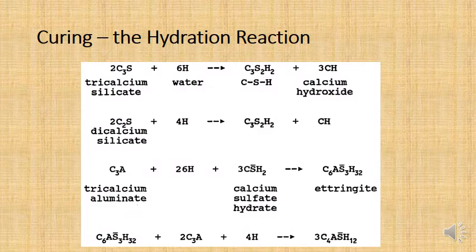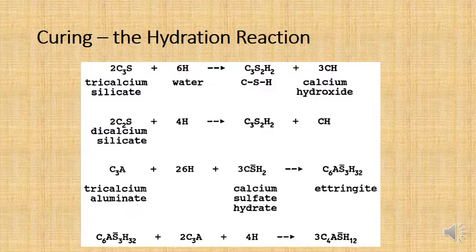So let's look at the top reaction here. We've got a tricalcium silicate, and that's the simplified formula there. We've got C3S. It's not carbon, it's not sulfur. It's 3 calciums alongside a silicate. And it reacts with water. And again, we're not writing out the water reaction there. We're just writing the H because that's the important part.